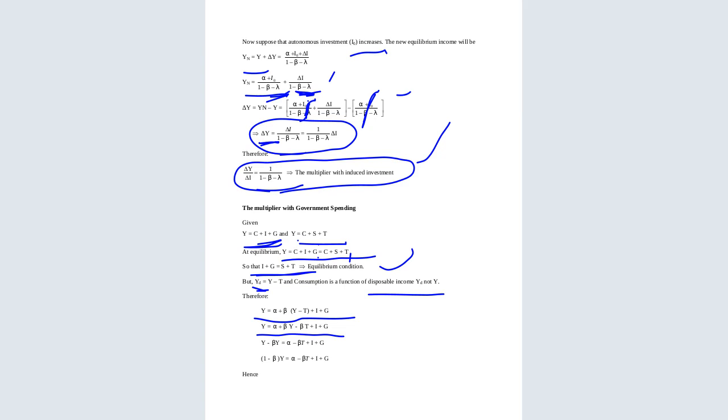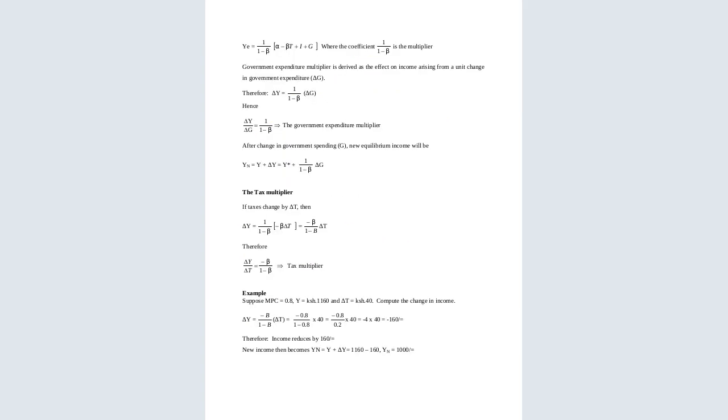So you can rearrange again that equation and make y the subject. So take y to the other side. So you'll have 1 minus beta in brackets y should be equal to alpha minus beta t plus I plus g. So you divide both sides by 1 minus beta. This is what you get. So the equilibrium income will be given by this function.